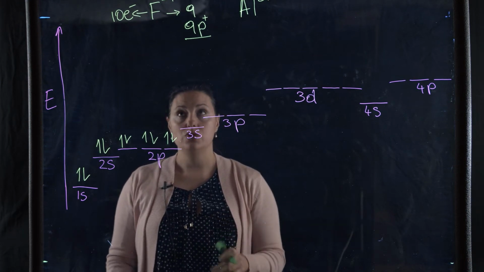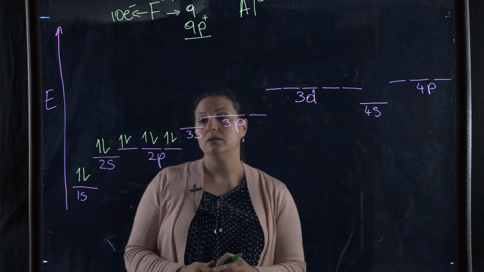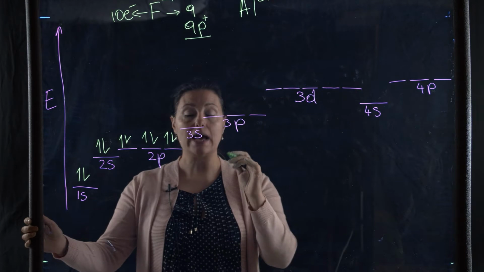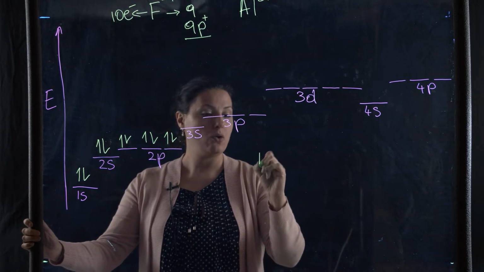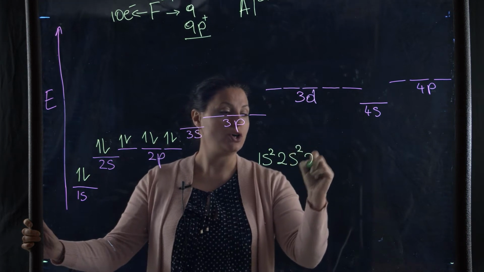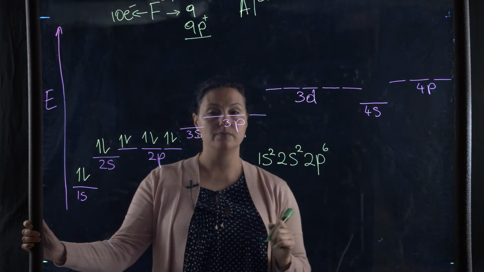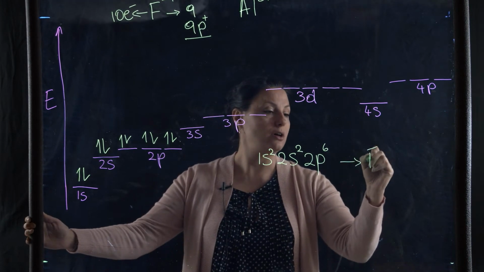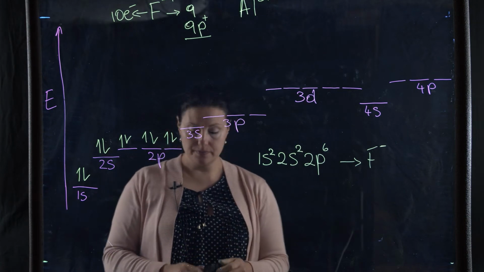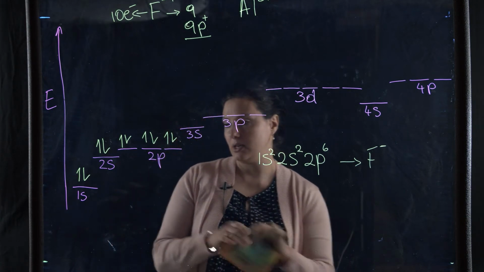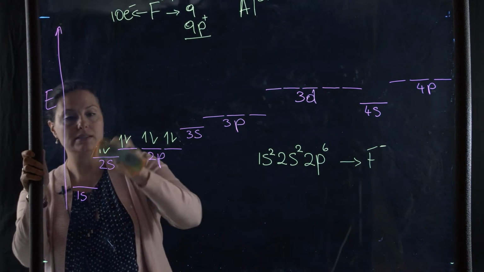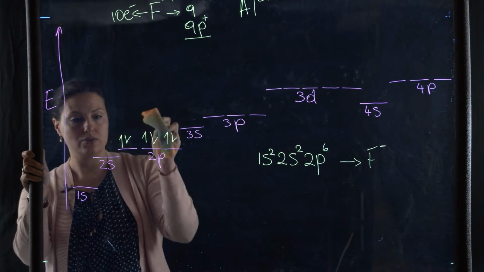Now when I go to write the full configuration for the fluorine ion, it would be 1s2, 2s2, 2p6. This is the configuration for fluorine minus. I will use a different color. I will erase this here, and we will do aluminum 3+ and see where we get to.